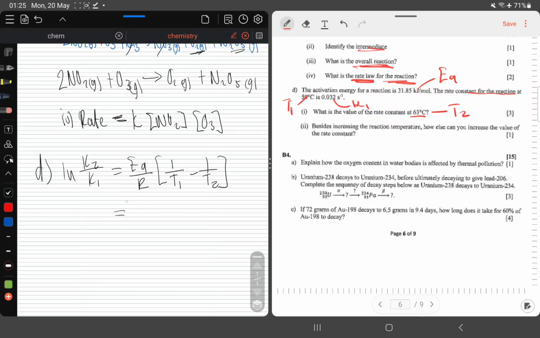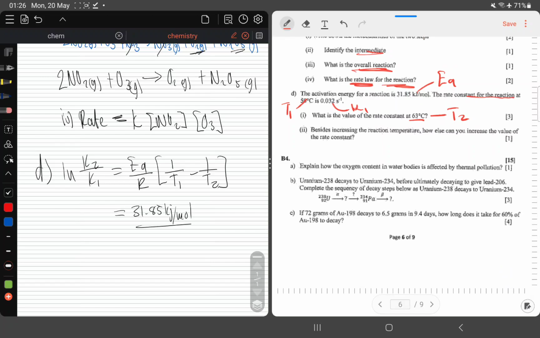So here, what is our activation energy? Activation energy is 31.85 kilojoules per mole, okay? Per mole. Divided by, what is R? R is the rate constant, and they said the rate, R is going to be, sorry, not the rate constant. It's going to be the universal gas constant.